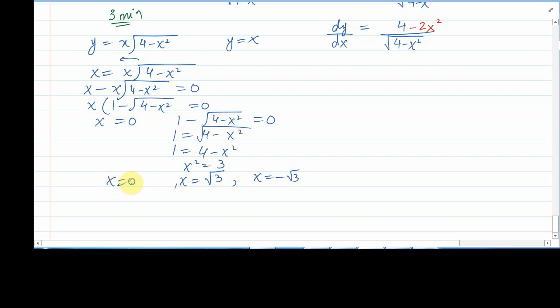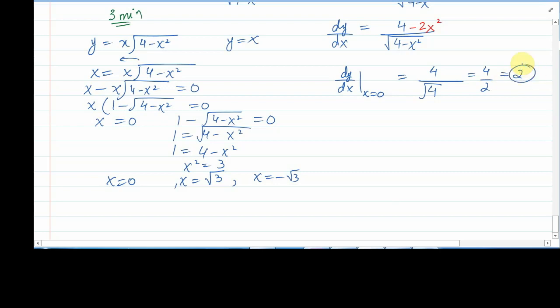All right. So dy by dx we had already found out. Firstly at x equals 0. So when you have x equal to 0, what is the leftover part? 4 divided by under root 4 minus 0 square, and 0 square is 0. So that will be under root 4. It's 4 divided by 2, which equals 2.